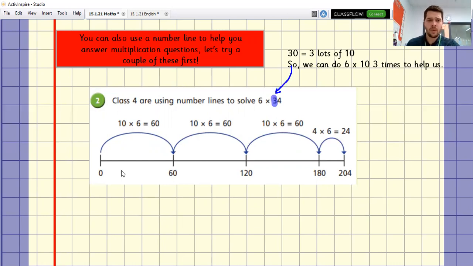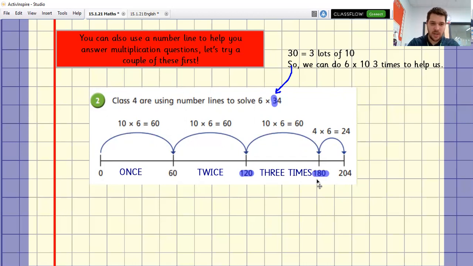Okay, so 30, the 3 here, we know that's in the tens column. So 30 is 3 lots of 10: 10, 20, 30. So what we can do, to make our life a little bit easier, is do 6 times 10 three times. So this is 6 times 10 once. 6 times 10 is 60. Now we do it for a second time. 6 times 10 is 60. So we add those up. I'm now on 120. 6 times 20 equals 120. And for the third time, I can do 6 times 10 again, which is 60, and I've added that on. So I know that 6 times 10, 6 times 20, 6 times 30 gives me a product of 180.